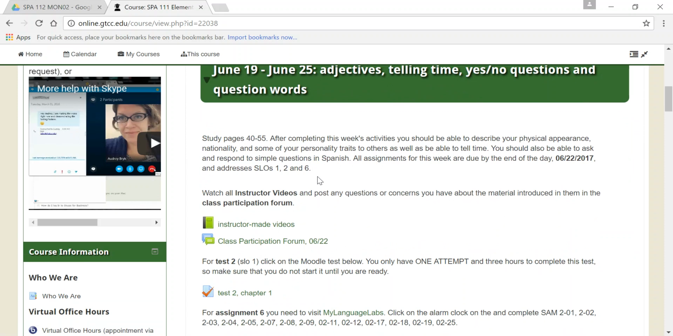After completing this week's activities, you should be able to describe your physical appearance, your nationality, and some of your personality traits to others, as well as be able to tell time. You should also be able to ask and respond to simple questions in Spanish. All of this week's assignments are due by the end of the day, the 22nd of June, and they address student learning outcomes 1, 2, and 6, which you can find in your syllabus.